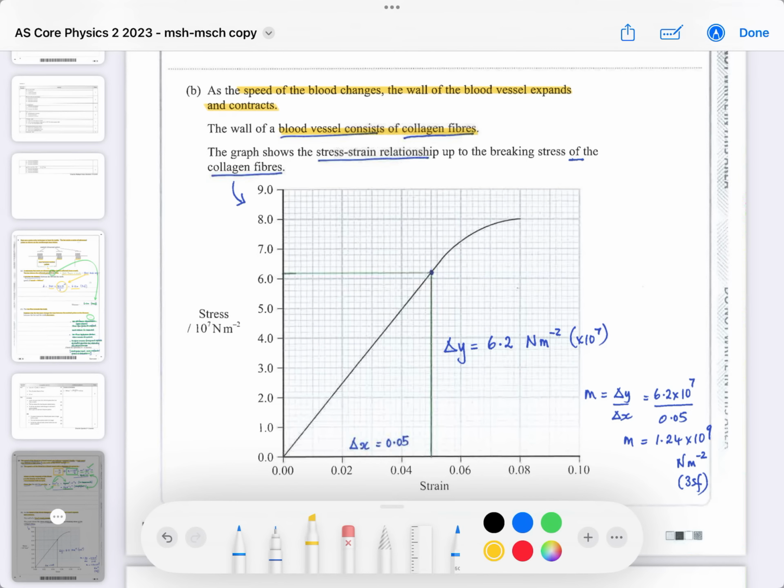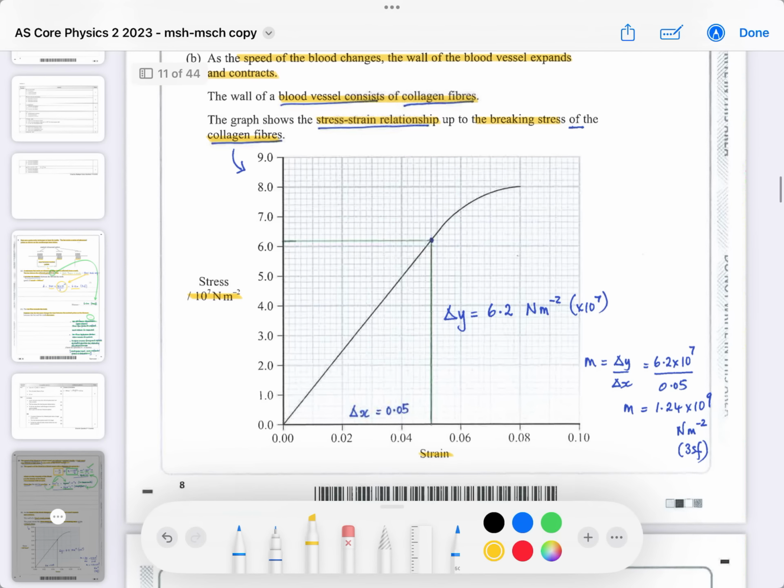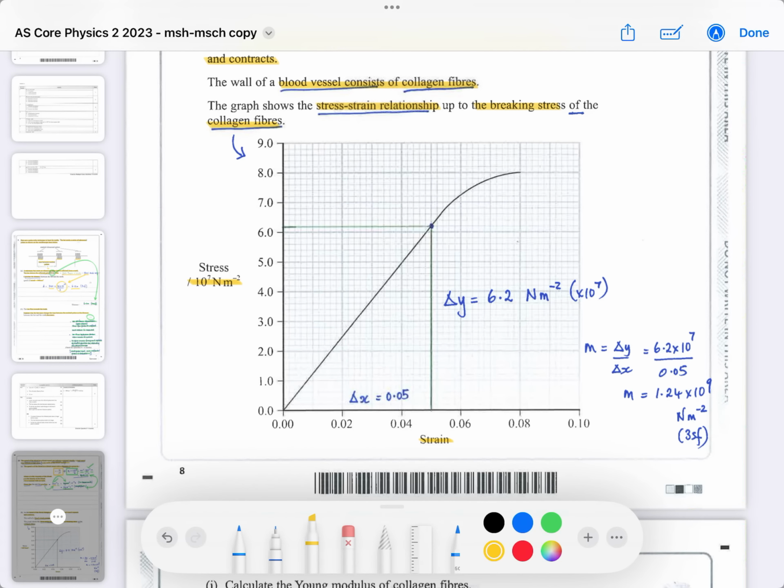The graph shows the stress-strain relationship up to the breaking stress of the collagen fibers. So they're using Young's modulus for a natural material. So you've got stress times 10 to the 7 in newtons per square meter on the y-axis, and you've got the strain, which is no units because it's the ratio of extension to length, on the x-axis. Okay? And the first question is asking you to work out Young's modulus.